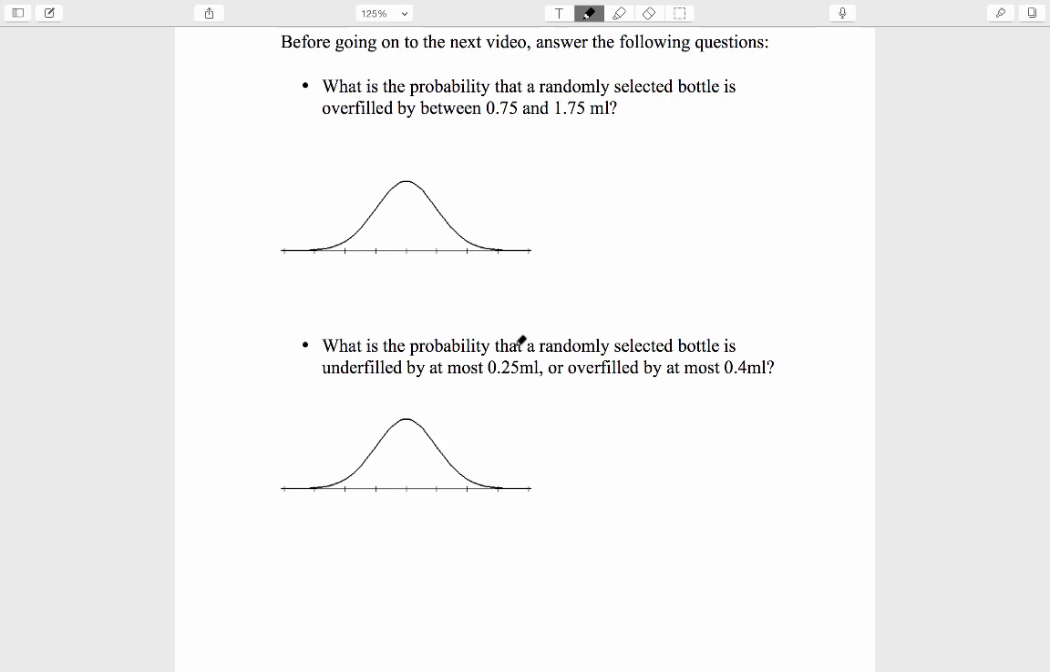And then, what is the probability that a randomly selected bottle is underfilled by at most 0.25 milliliters or overfilled by at most 0.4 milliliters? Think carefully about this wording and exactly what region you need to draw here.